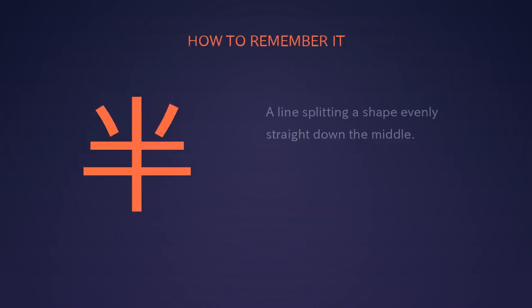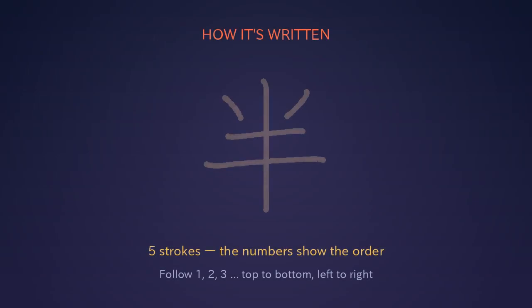A line splitting a shape evenly, straight down the middle. Now, let's write it. 5 strokes. Follow the numbers on screen, in order, slowly.